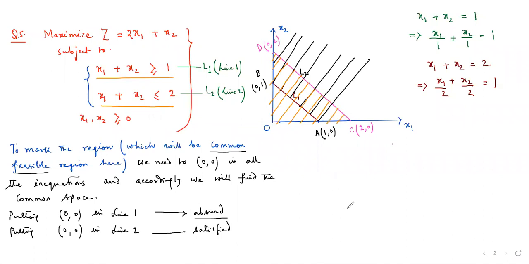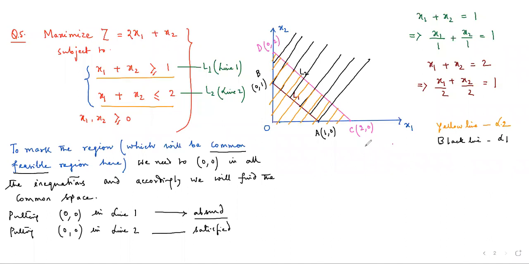The yellow line corresponds to line 2, and the black line corresponds to line 1.